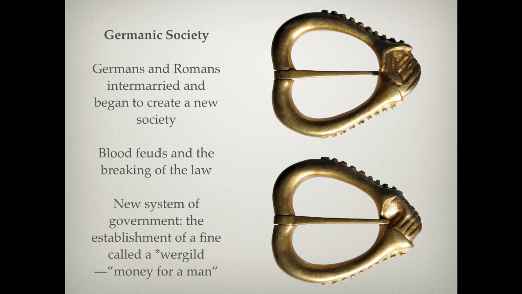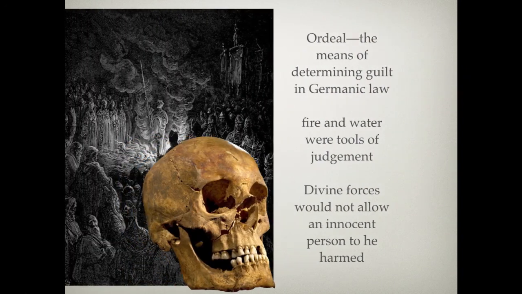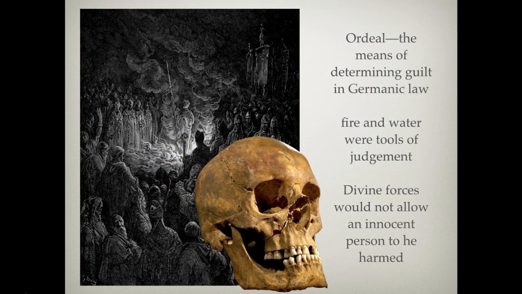And so this is an important shift in law and justice that will have a legacy up to our own day. But how one finds someone guilty seems strange to us in our modern context. One would have to go through the ordeal, which was the means by which it was determined whether they were guilty in Germanic law. And there were several methods by which this could be done. Fire and water were, of course, tools of judgment.